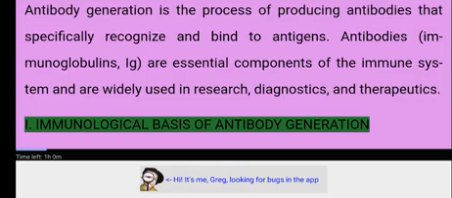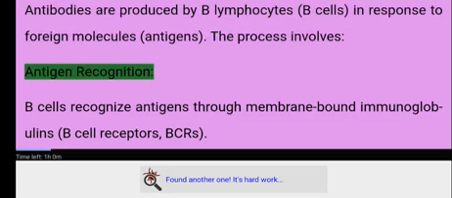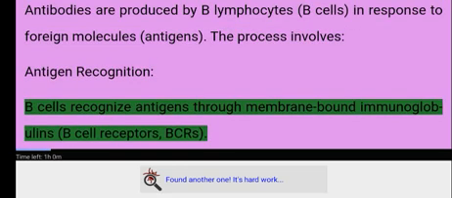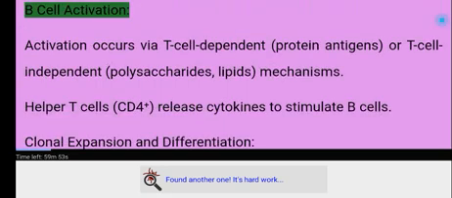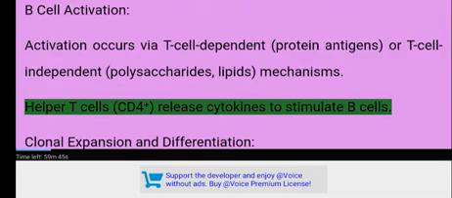Immunological basis of antibody generation. Antibodies are produced by B lymphocytes, B cells, in response to foreign molecules, antigens. The process involves antigen recognition: B cells recognize antigens through membrane-bound immunoglobulins, B cell receptors, BCRs. B cell activation occurs via T cell-dependent protein antigens or T cell-independent polysaccharides and lipids mechanisms. Helper T cells, CD4, release cytokines to stimulate B cells.